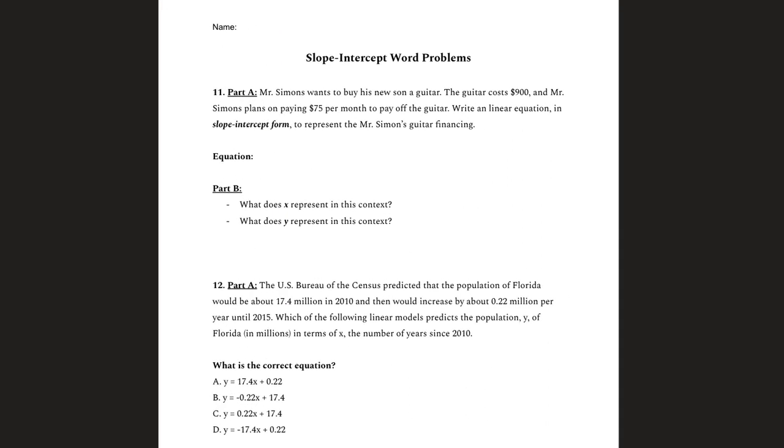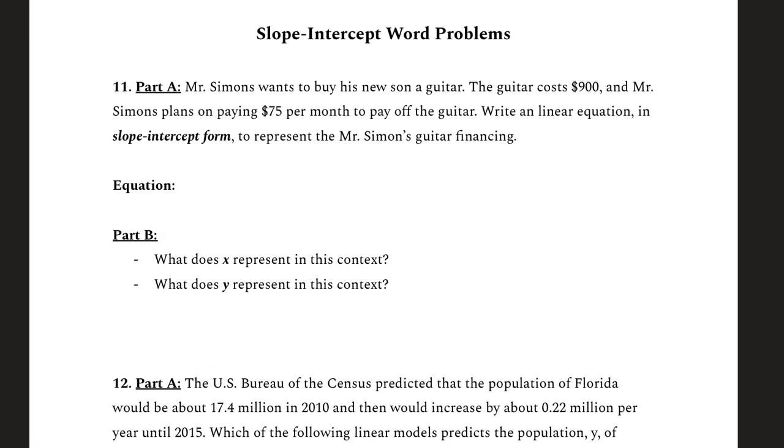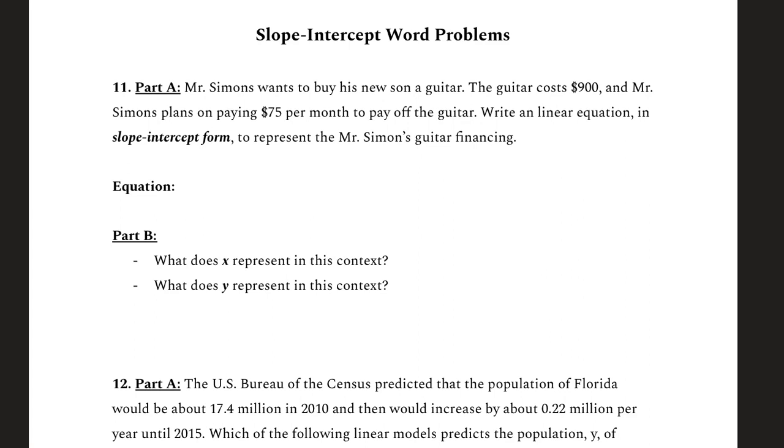This is the last question I'm doing on here, and this will be the last one for the video. So this question says, Mr. Simons wants to buy a new guitar for his son. The guitar costs $900, and Mr. Simons plans on paying $75 per month to pay off the guitar. Write a linear equation in slope-intercept form to represent this financial situation.